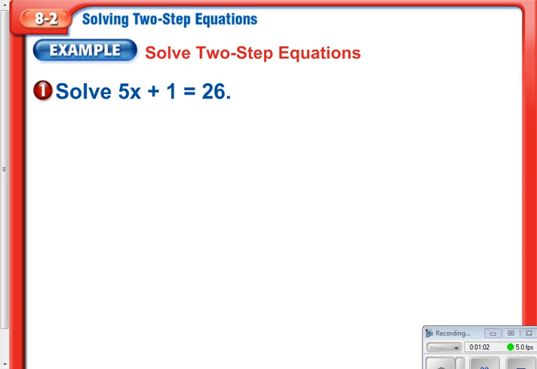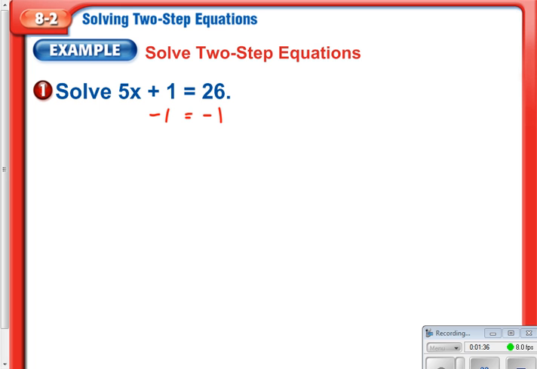First example, we have 5x plus 1 equals 26. According to our 3 steps, the first thing is to combine like terms. Well, if we look at the left side, 5x and 1 are not like terms. We cannot combine them. And the only thing on the right side is 26. So there's nothing to combine right now. So then we jump down to step 2. Step 2 says to get rid of any addition or subtraction to the side with the variable. Well, here's the addition to the side with the variable. In order to get rid of plus 1, we'd have to subtract 1 from both sides.